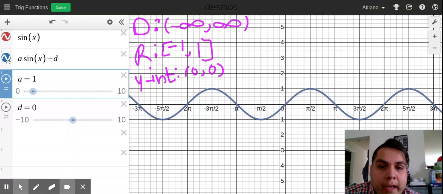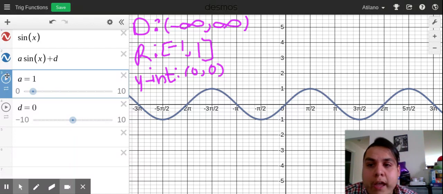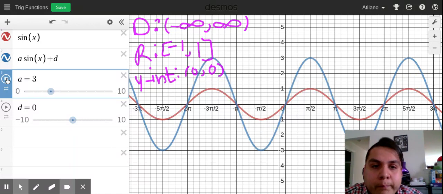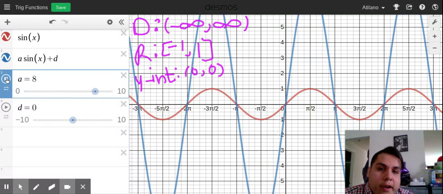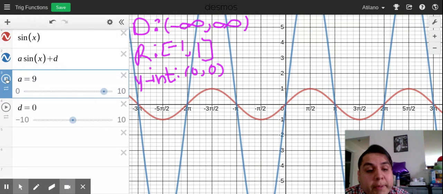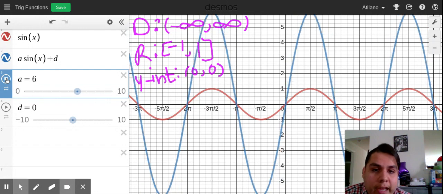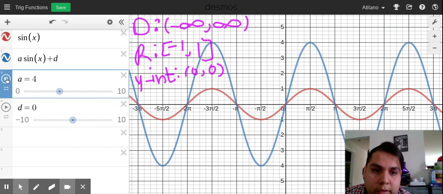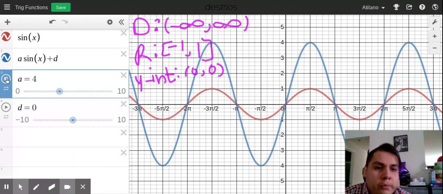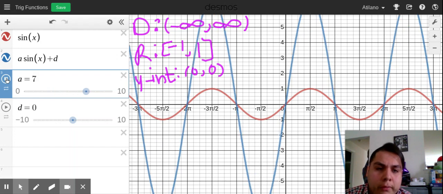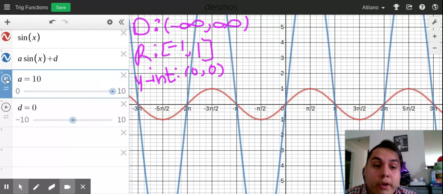If I take a look at that, I notice that when a is 1, I get the exact same graph as the parent function, sine of x. If I let this play, notice what's happening to the blue graph as a increases and a decreases. Think about a way to verbalize that, to talk about the transformations occurring.